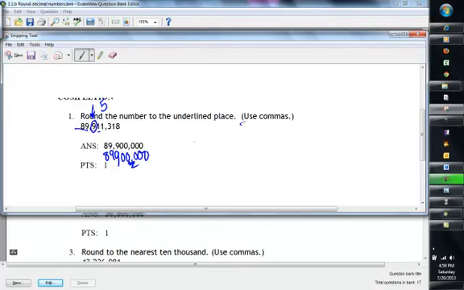Oops, don't use commas, it says. Well, it says use commas. So we would write 89,900,000. Usually we don't use commas, but in this case we do.